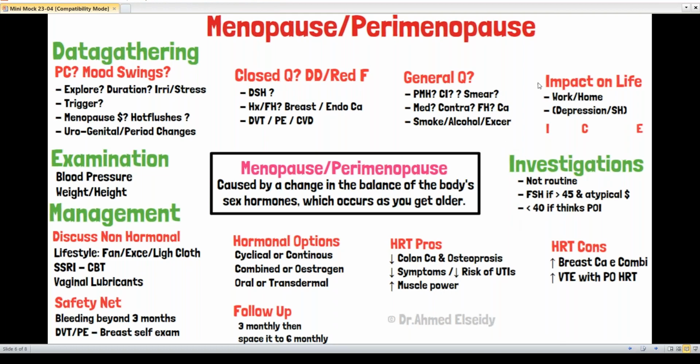Is that okay for you? Yes, doctor. But having said that, Amy, this medication does come with a risk as well. It can slightly increase your risk of breast cancer, especially if we give you two hormones together in a combined preparation. And it can increase the risk of having a blood clot if we use the oral HRT or the tablet HRT. Okay, what do you think about them?